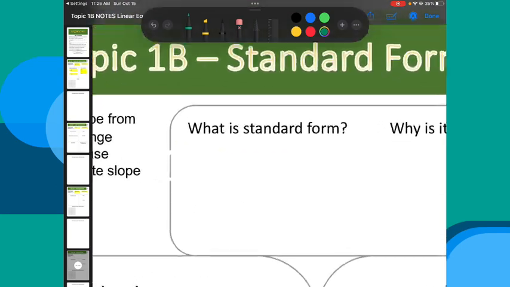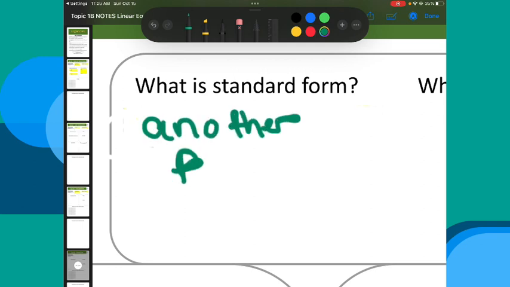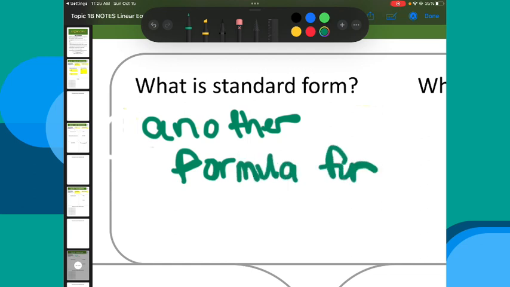Today we're going to talk about standard form. What is standard form? Standard form is another formula for a line. So far we've talked about two other formulas, slope-intercept form and point-slope. So this is going to be the last form, standard form.